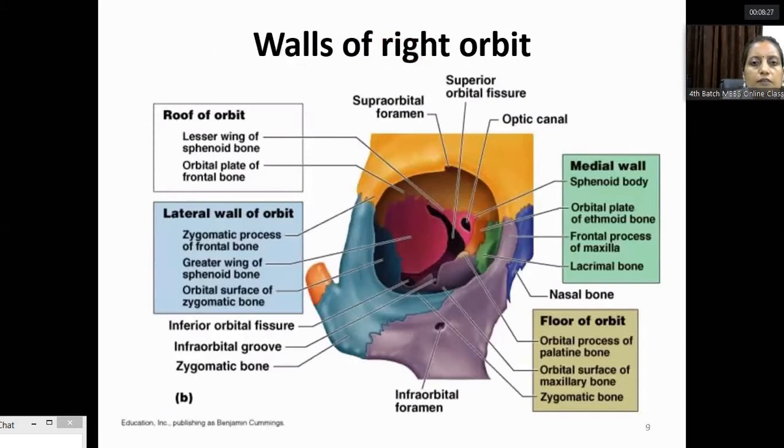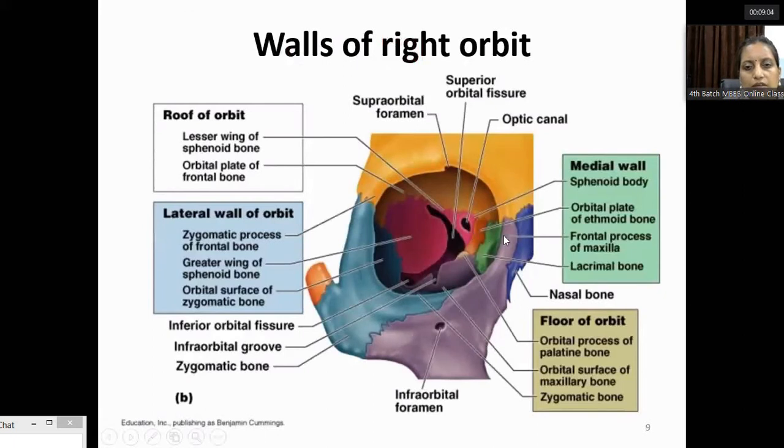So the different walls of the bony orbit are roof, lateral wall, medial wall, and floor, and they are formed by different bones. The roof, which we have discussed, is formed by the lesser wing of the sphenoid and frontal bone. The lateral wall is formed by the zygomatic process of frontal bone, greater wing of sphenoid bone, and orbital surface of the zygomatic bone. And the medial wall is formed by the sphenoid bone, orbital plate of ethmoid bone, and frontal process of the maxilla and lacrimal bone.